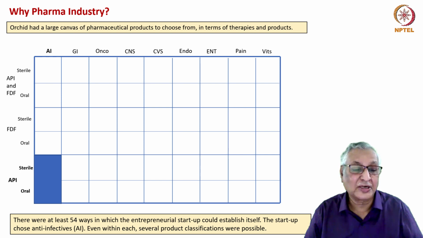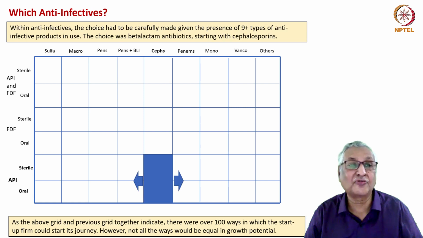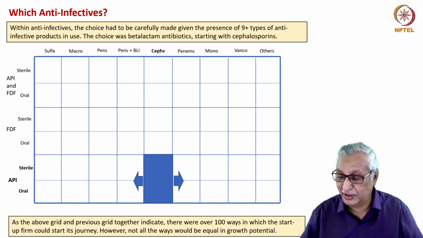The startup chose, rightly so, anti-infectives. Even within each, several product classifications were possible. Therefore, the question is which anti-infectives? Within anti-infectives, the choice had to be carefully made given the presence of over 9 types of anti-infective products in popular use. The choice was beta-lactam antibiotics starting with cephalosporins and within the API. Again, together with the previous grid, this grid demonstrates that there could be over 100 ways of starting the business. However, not all the ways would be equal in growth potential. Every startup has to choose the starting point in an appropriate manner.